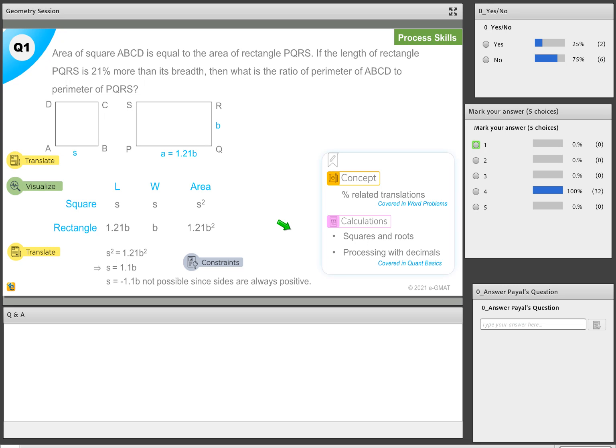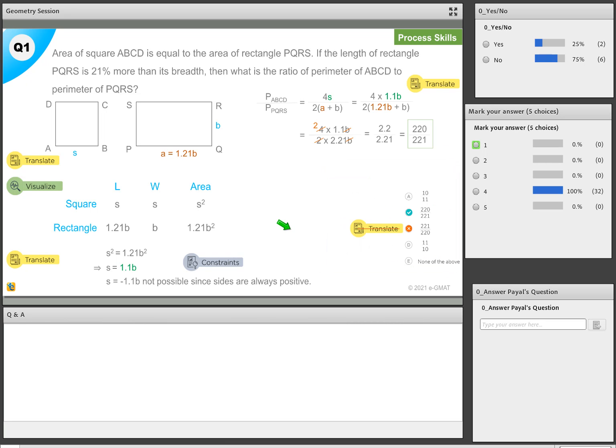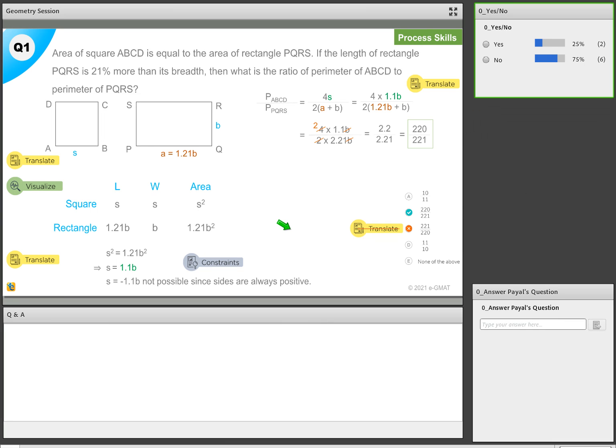Now, there's a constraint here. S is equal to negative 1.1 B is not possible because sides are always positive. Given that, what we needed to figure out was the ratio of the perimeter of ABCD to the perimeter of PQRS. You simply pick up the values from your table, apply the appropriate formula, do the simplification, and you get 220 over 221 as the answer. So choice B is the correct answer.